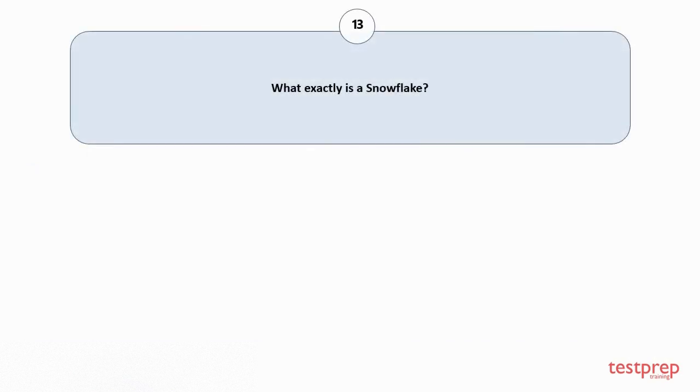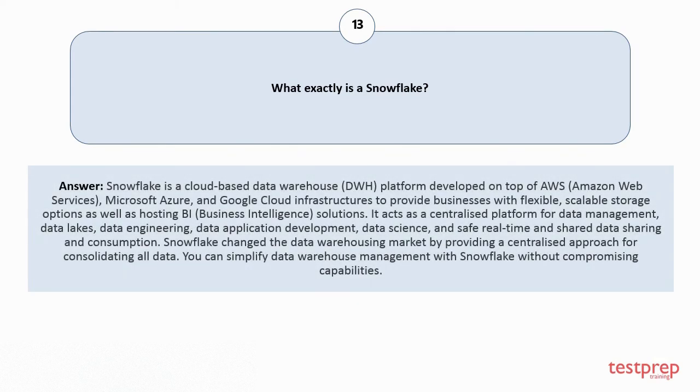Question number 13. What exactly is Snowflake? Your answer is Snowflake is a cloud-based data warehouse platform developed on top of AWS, Microsoft Azure, and Google Cloud infrastructures to provide businesses with flexible, scalable storage options as well as hosting BI, business intelligence, solutions. It acts as a centralized platform for data management, data lakes, data engineering, data application development, data science, and safe real-time and shared data sharing and consumption.